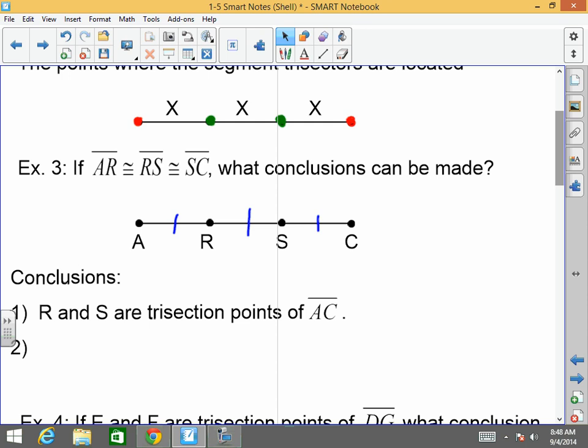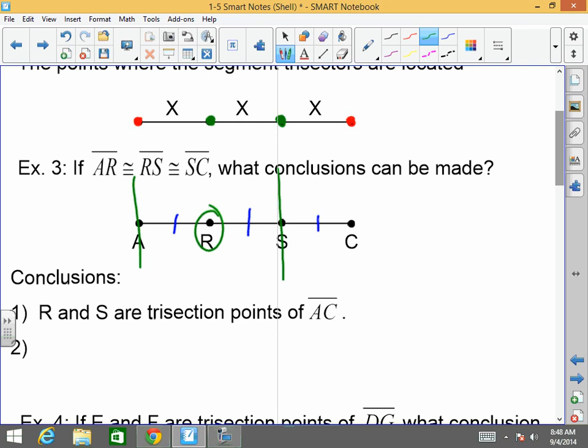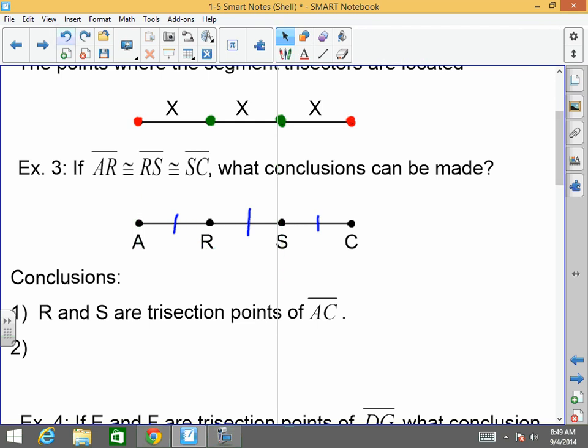Now, my brother, you could say this if you really want to start getting analytical here. If you look at segment AS, R then is the midpoint, and it bisects AS. You feel me? But that's not what we were given. We were just told, what do we know about R and S in this segment AC?